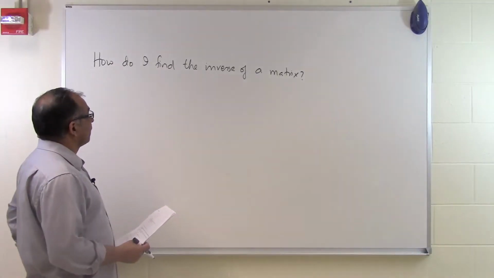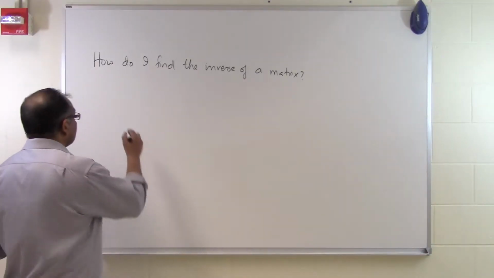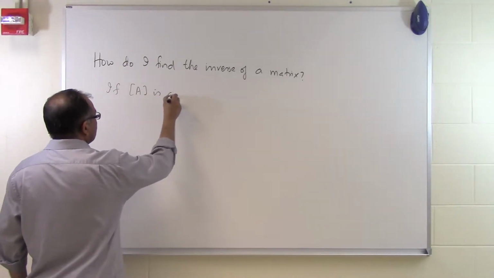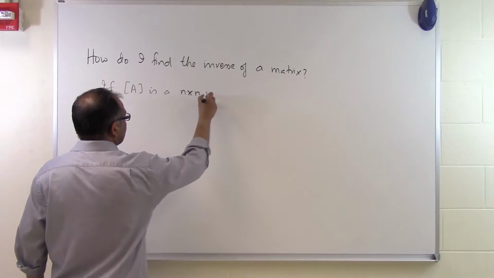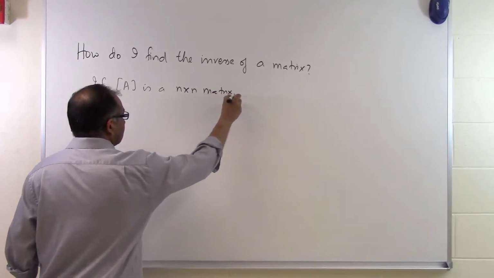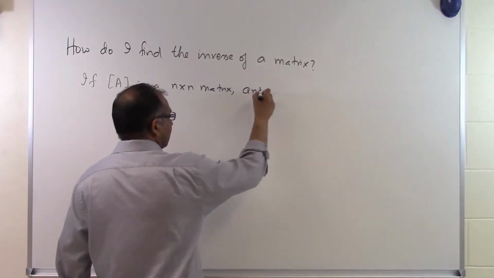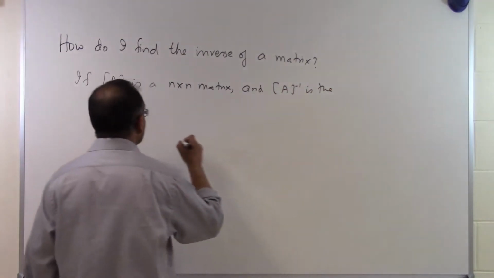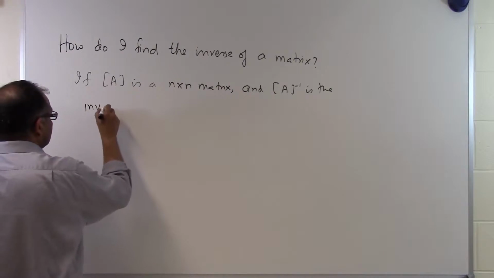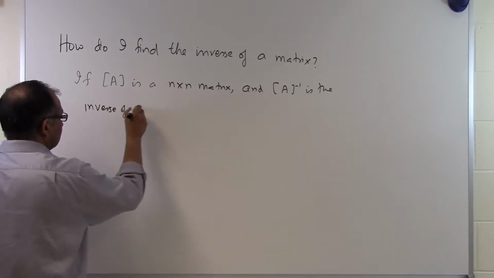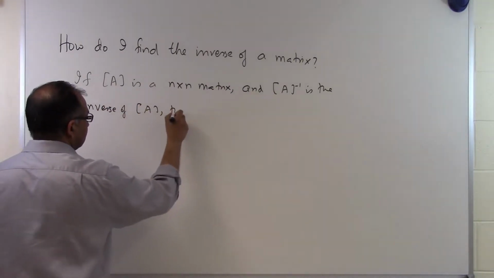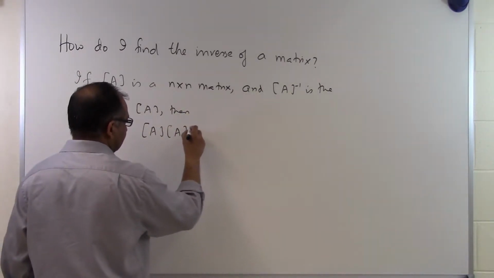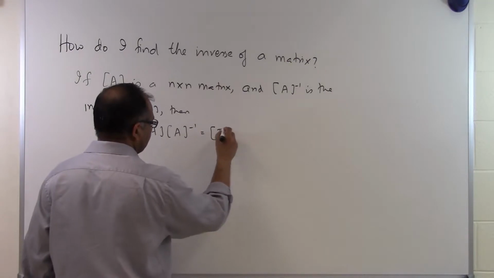In this segment, we'll talk about how do we find the inverse of a matrix. If A is an n by n matrix, so if we have a square matrix, and we claim that A inverse is the inverse of A, then we know that A times A inverse will be equal to the identity matrix.